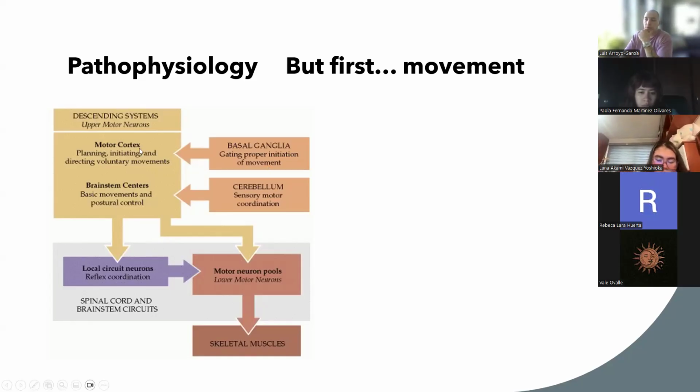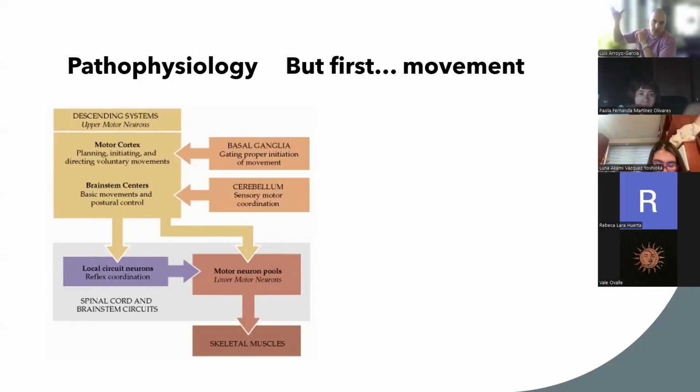That will communicate with the motor cortex to do planning and direct voluntary movements. When we're talking about sensory motor coordination, we're talking about the cerebellum, which will communicate with the brainstem centers for basic movements and postural control. Then we will have a local circuit that will connect to send the motor neuron pulse to the skeletal muscles, right?